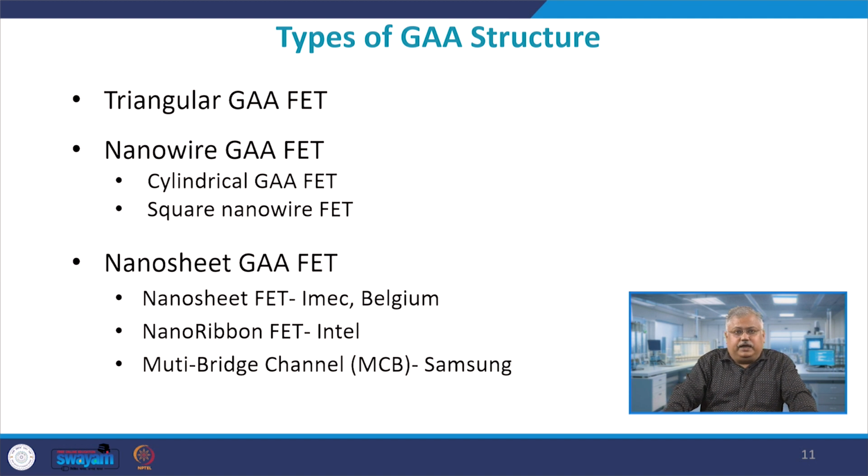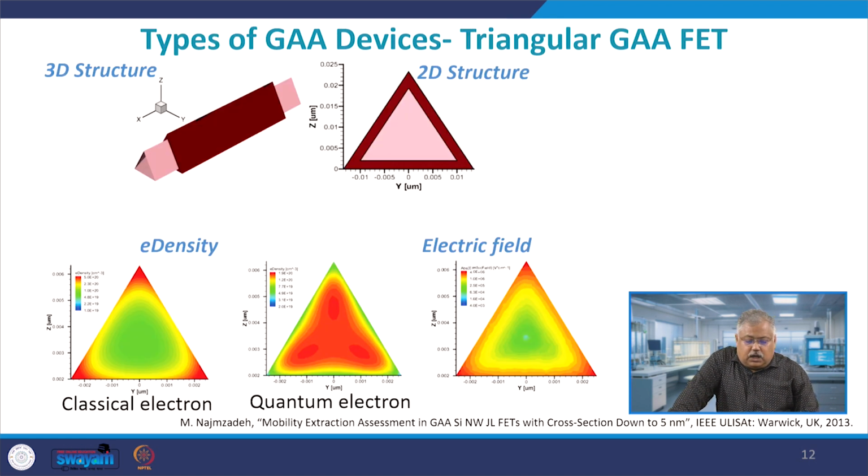Let me come to the various types of GAA devices. We have a triangular GAA device, we have a nanowire GAA device, and we have a nanosheet GAA device, right? Many of them came from industry, but surely the multi-bridge channel, MBC, came from Samsung initially. The nanosheet FET came from IMEC Belgium, and the nanoribbon FET came from Intel, right? These were the companies who gave the device, for the first time, its outlook or device dimensions. These are the types of devices.